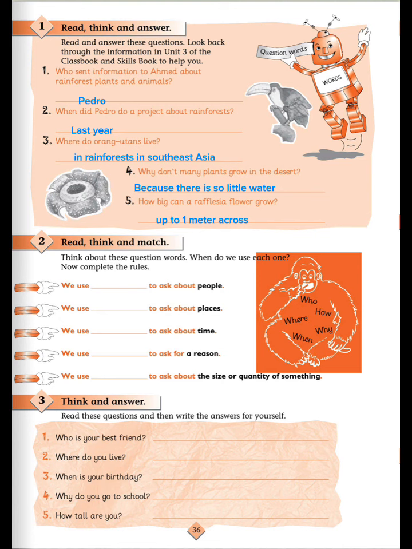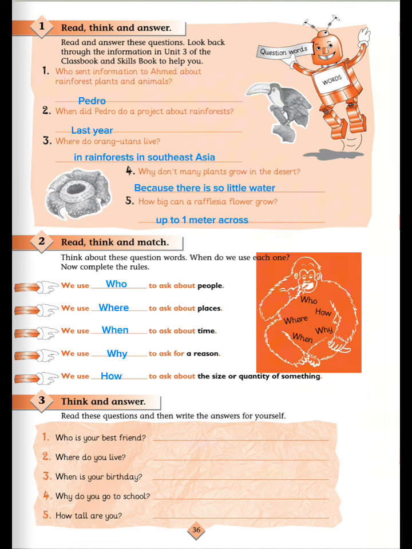Exercise number 2. Read, think and match. Think about these question words. When do we use each one? Now complete the rules. We use who to ask about people. We use where to ask about places. We use when to ask about time. We use why to ask for a reason. We use how to ask about the size or quantity of something.